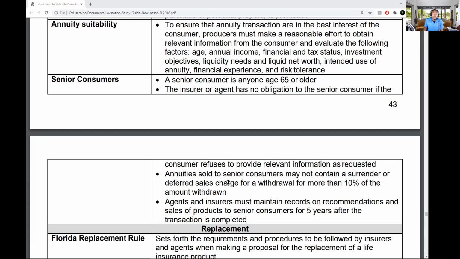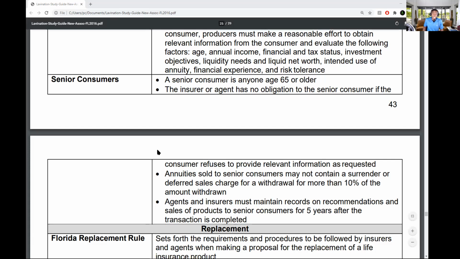Annuities sold to a senior consumer may not contain a surrender or deferred surcharge for a withdrawal of no more than 10% of the amount withdrawn. So if somebody comes in doing an annuity and you sold that to a senior consumer, it may not contain a surrender or deferred surcharge. Deferred means later to charge them for a withdrawal of up to 10% of the amount withdrawn. So if they ask you for some numbers, make sure you know it's 10%. But remember, this is for seniors.